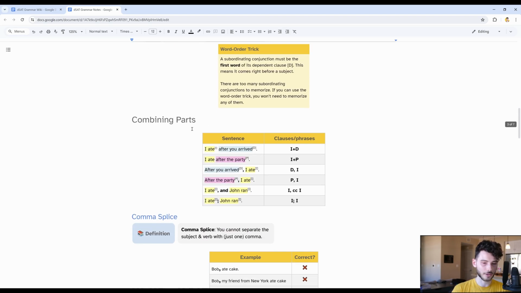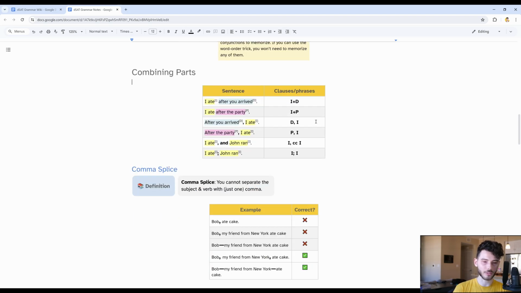Moving on to how to combine parts. There's really only two things that can happen. This is a lot of stuff, but these are just different options within those possibilities. Either you have the independent clause first, like these examples. I ate after you arrived. This is independent clause, I ate, and then after you arrived is a dependent clause. The word after is the subordinating conjunction. Or you could have independent clause plus phrase, I ate after the party. You do not need any punctuation to combine these.